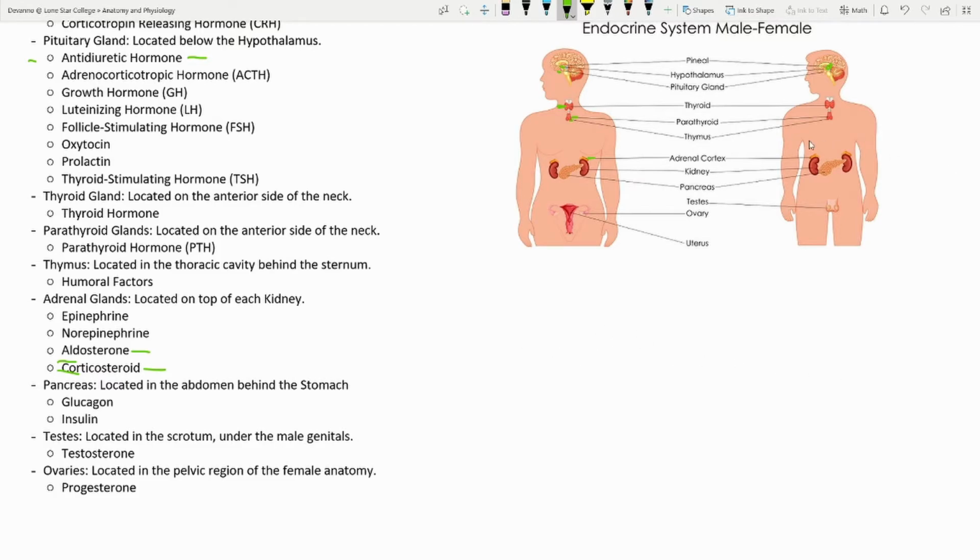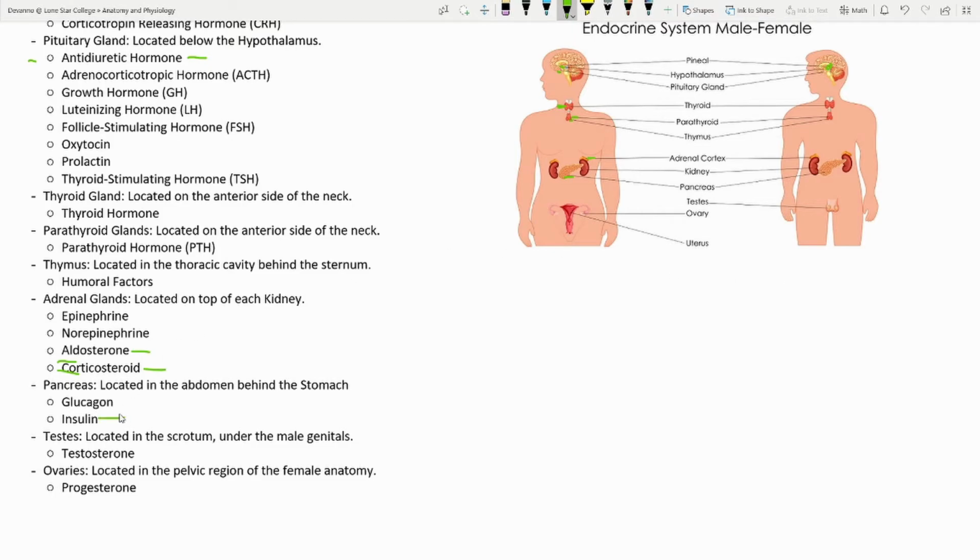And then from there, not inferior, but more medial to the adrenal glands, you're going to have the pancreas. So the pancreas right here, this is responsible for releasing glucagon and insulin. So glucagon essentially raises the blood sugar levels. Sorry, I was trying to find an easy way to put it. That's essentially what it does. When your blood sugar levels are low, glucagon helps by raising those blood sugar levels.